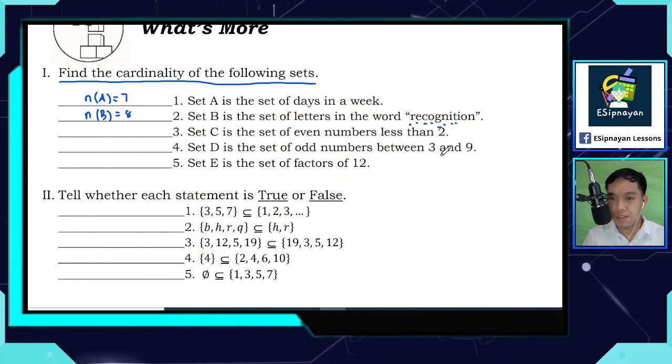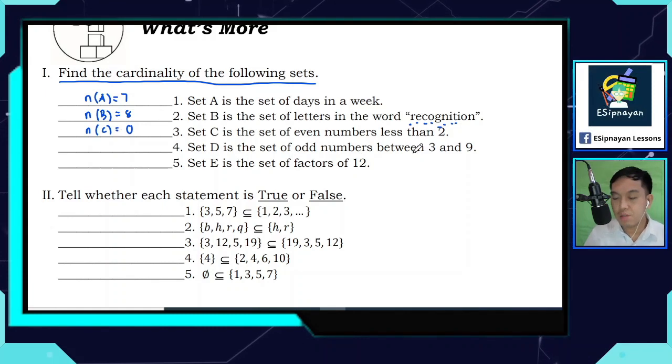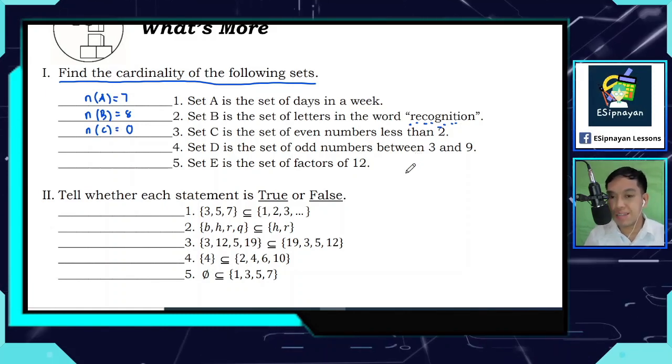Number 3, set C is the set of even numbers less than 2. Mayroon bang even numbers less than 2? Wala. So, that is 0. So, the number of elements in set C is 0. Wala naman eh. Less than 2 daw. Ito na nga yung pinakamaliit natin na even number.